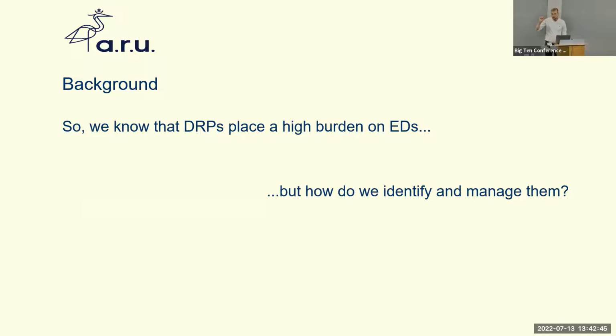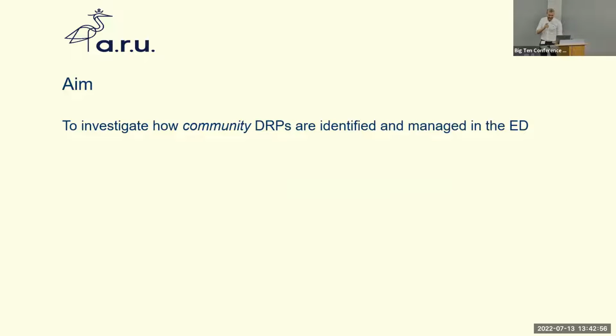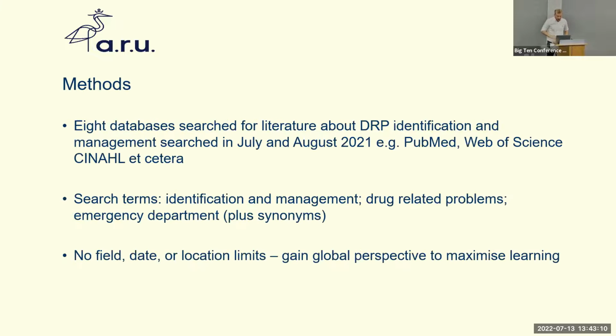So we know that DRPs place a huge burden on EDs, but how do we actually identify and manage them? It seems we don't really, and we should, as you'll find in a second. So the aim of the review is to investigate how community DRPs are identified and managed in the ED. By community, I'm trying to place focus on those that originate outside of the hospital setting, so in primary care per se.